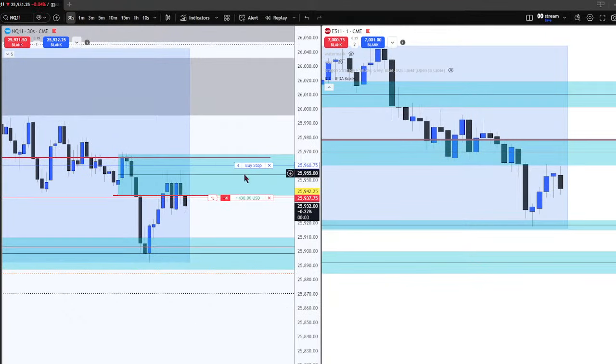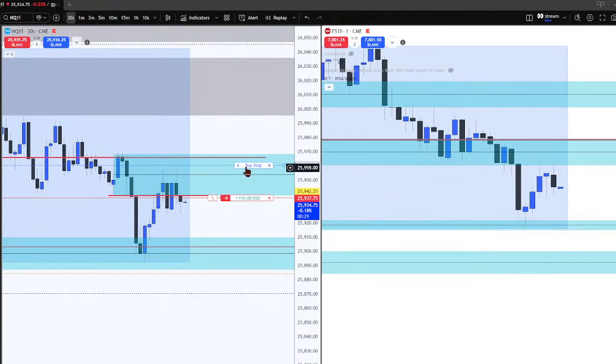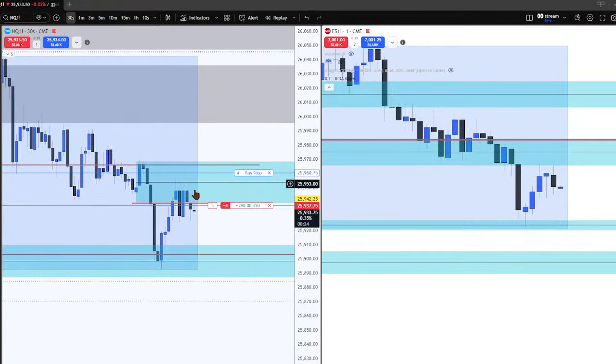So I'm not anywhere near, because I had to risk so many points here to be able to enter. That other account's toast. It got wrecked on that move up, I'm sure.